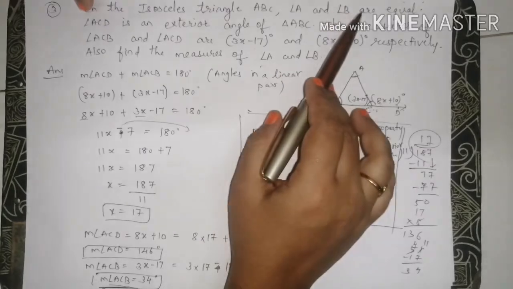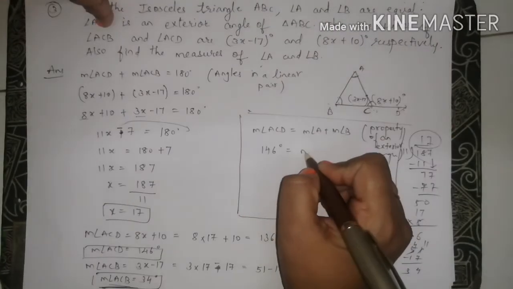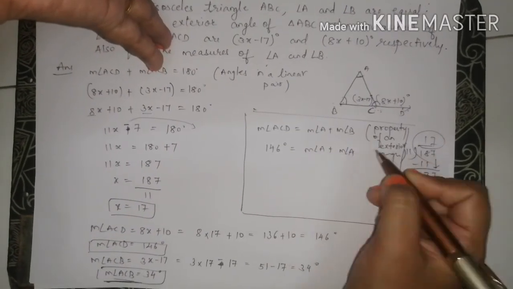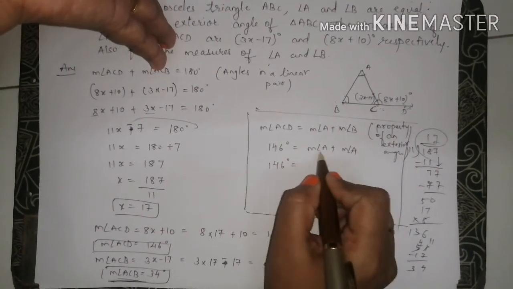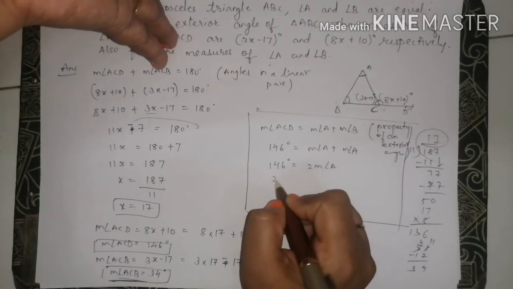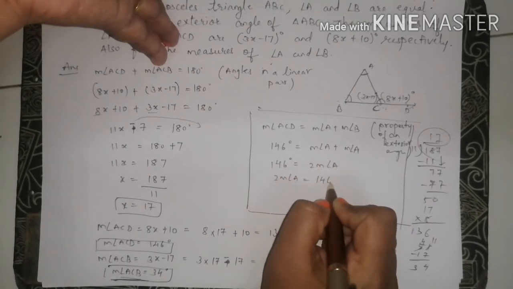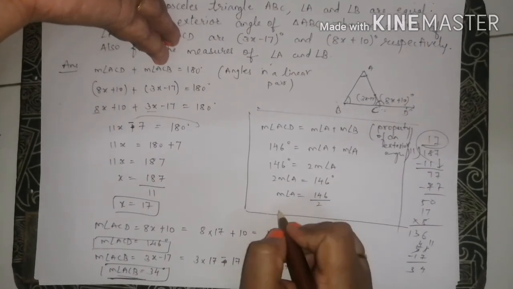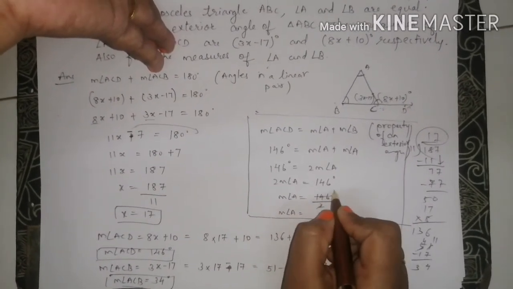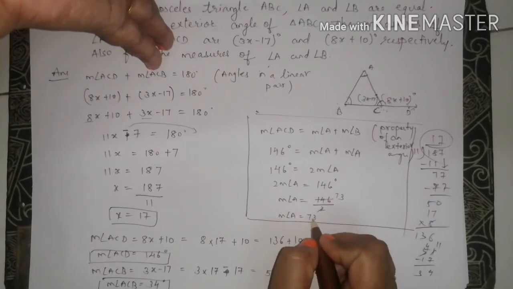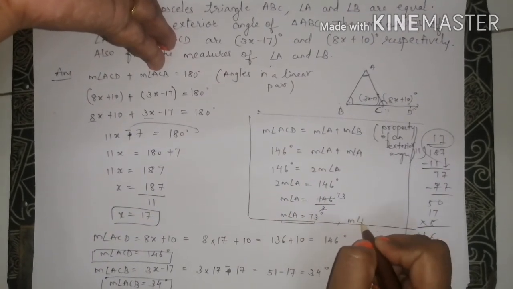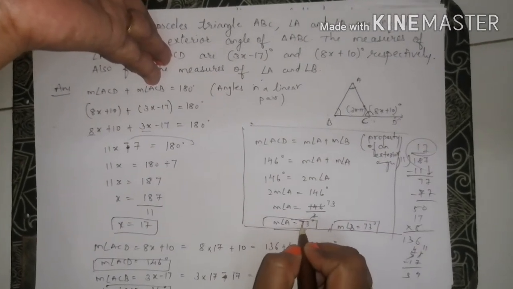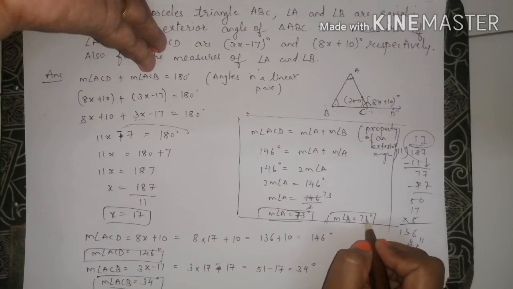And they have told us that it is an isosceles triangle and A and B are equal. So instead of B I will write A again here, because A and B are equal. So 146 degree is equal to 2 measure of angle A. So 2 measure of angle A is equal to 146 degree. Measure of angle A is equal to 146 upon 2. So if you divide, you will get measure of angle A. 2 sevens are 14, 2 threes are 6, 73 degree. If A is 73 degree, B is also 73 degree, because they both are equal. So we got A as 73 degree, B also 73 degree.